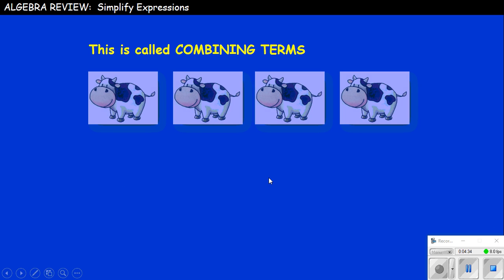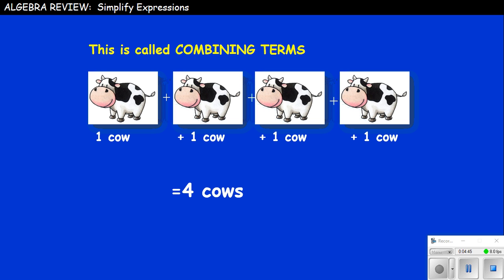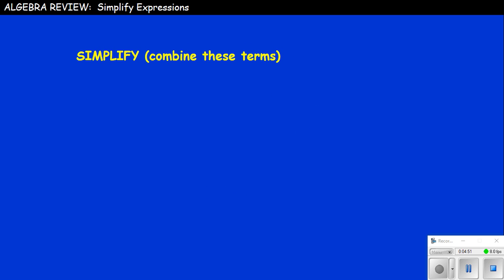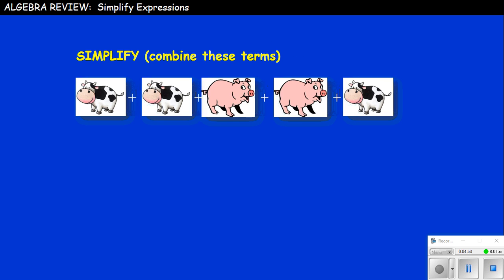If you look out and you see this and I ask you what you saw, you'd say, oh, I see 4 cows. Cow, cow, cow, cow. It's 4 cows. Mathematically, we'd say cow plus cow plus cow plus cow, like this, is equal to 4 cows. This is essentially combining like terms. We're going to take the problems and make them a little bit harder because, as we saw before, we're going to have ones that have different types of terms.